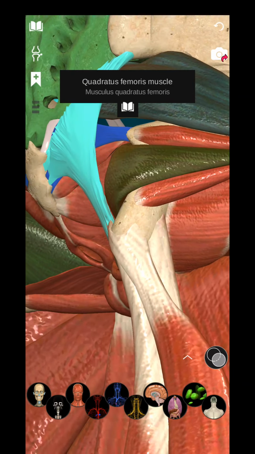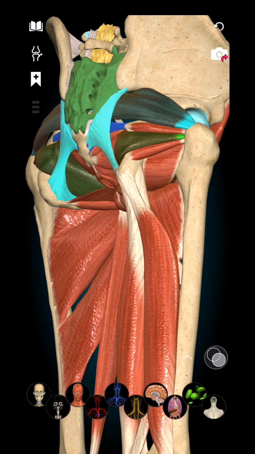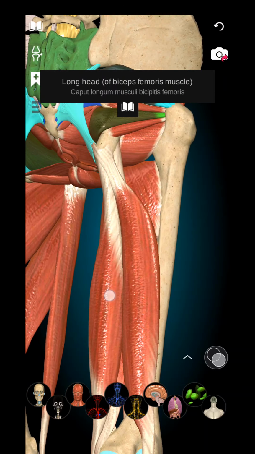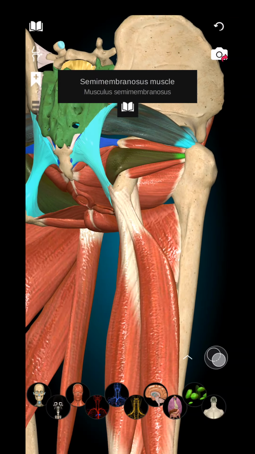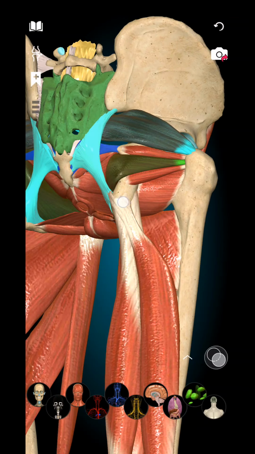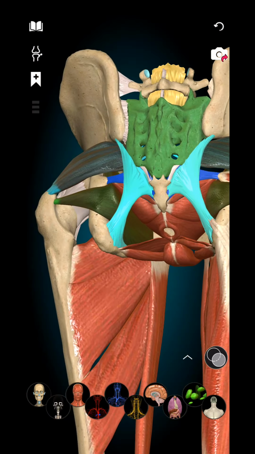Okay. And from ischial tuberosity, you can see that all the muscles of posterior compartment of thigh are taking origin, that is biceps femoris, then there is semitendinosus, and then there is semimembranosus. All of them take origin from this area which is your ischial tuberosity, right?